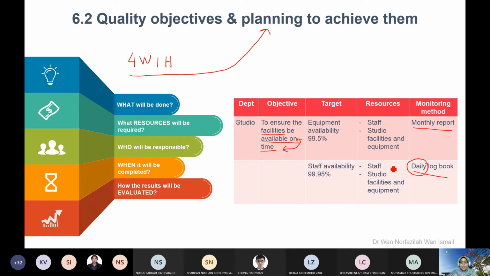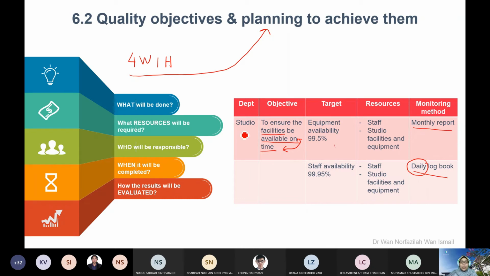So that is the quality objective and the planning to achieve them, very detailed in a table. Okay, so if you see this type of table when you do your internship or you work in the future, this is how they plan to achieve the quality objective of their organisation. So in the lab also, you can do the same thing.